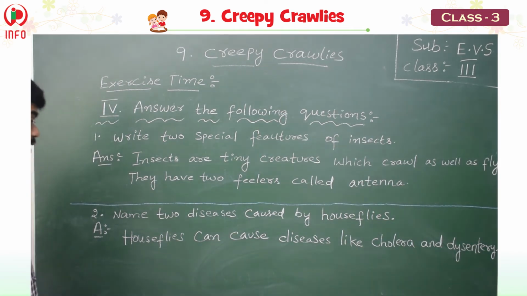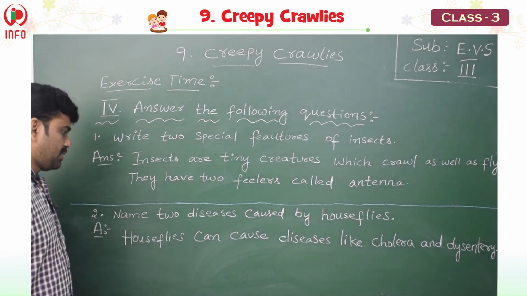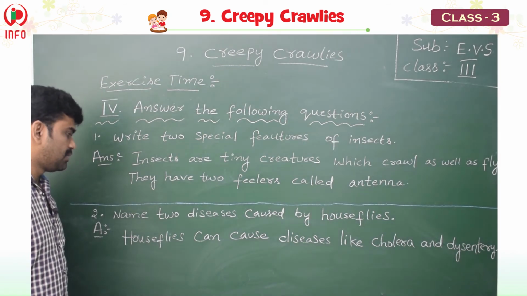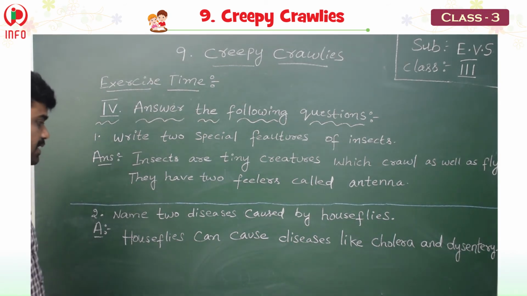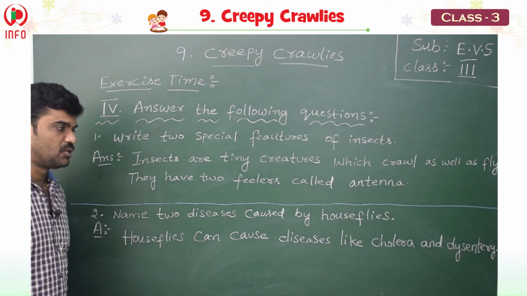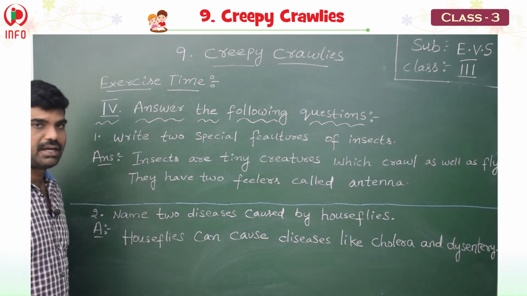Second question, name 2 diseases caused by houseflies. Children, houseflies are very dangerous and harmful. They cause diseases. Now you have to write any 2. Houseflies can cause diseases like cholera and dysentery. I told you dysentery is nothing but loose motions.